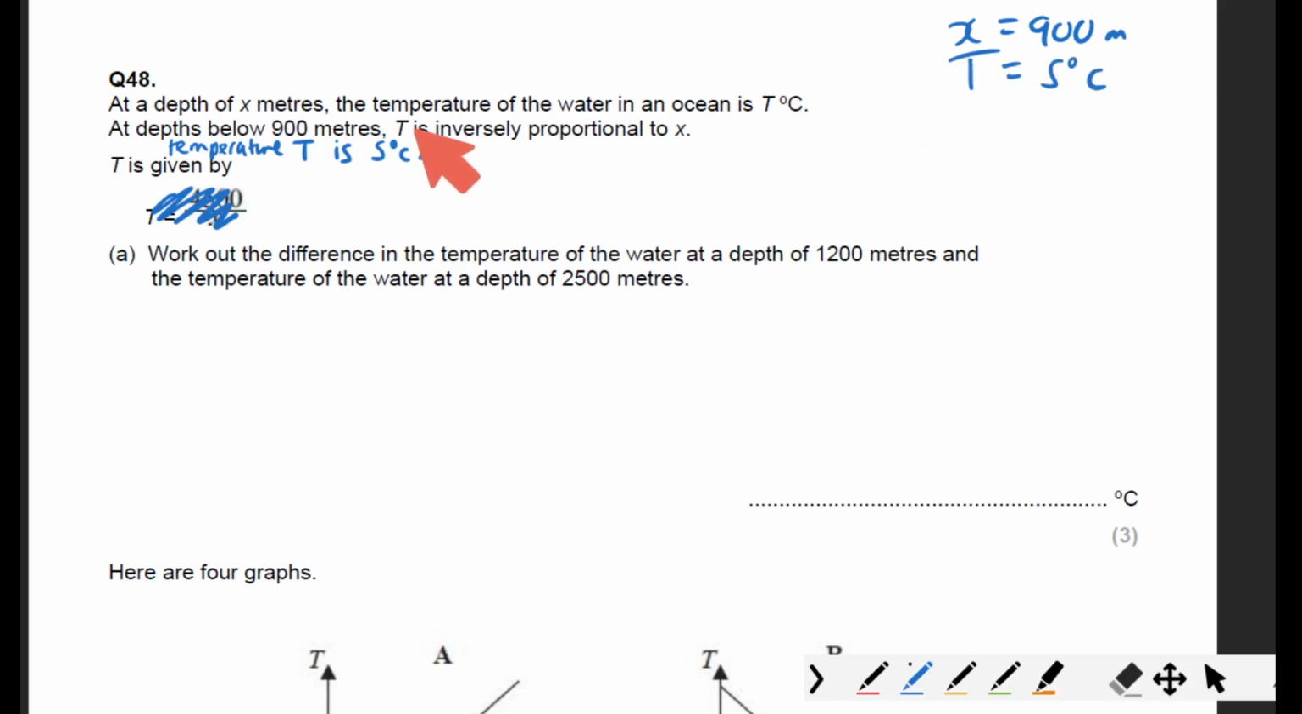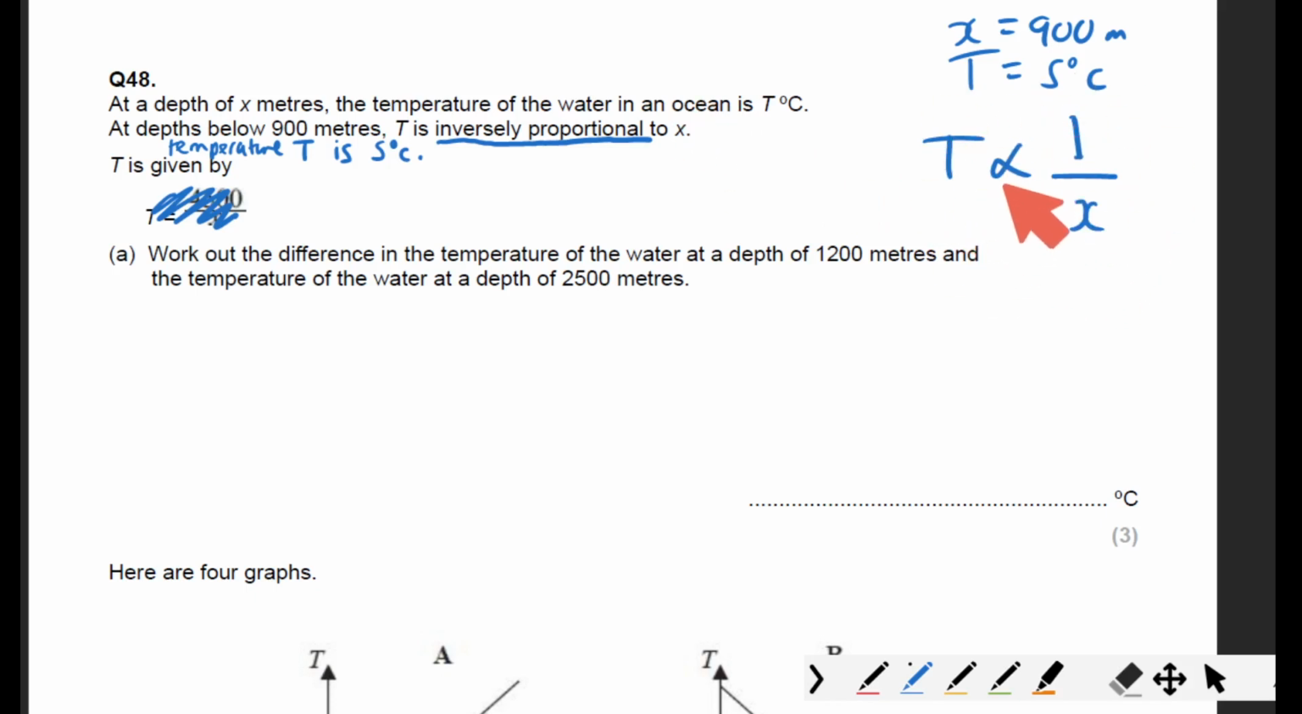Then it's saying T is inversely proportional to x, right? It doesn't say T is directly proportional to x. If it was directly proportional to x, we would have written this. Or if it was directly proportional to x squared, we would have written that, or square root or whatever. But it's inversely proportional. So you say T is inversely proportional to x. Just x, not x squared or anything like that.